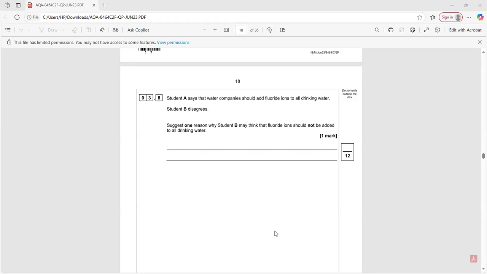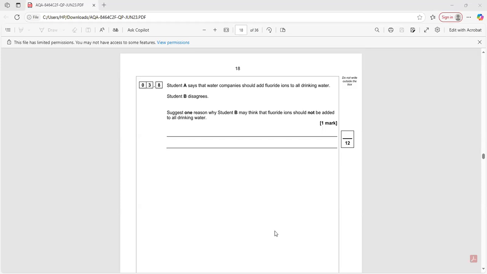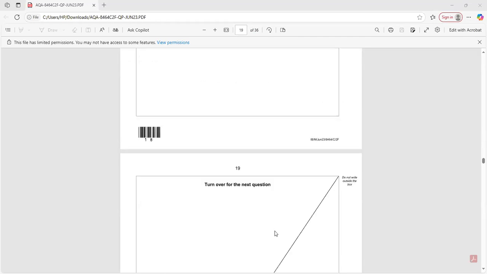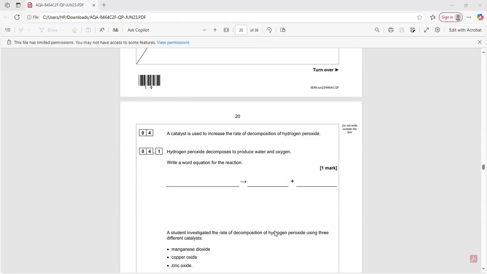Health reasons would suffice. But then, if you want to be specific about the health reasons, you may want to mention dental fluorosis and maybe stomach cancer, while student B maybe suggesting that. Okay, so we're moving on now.